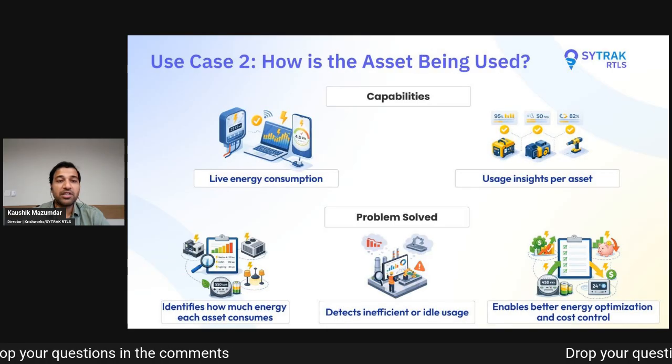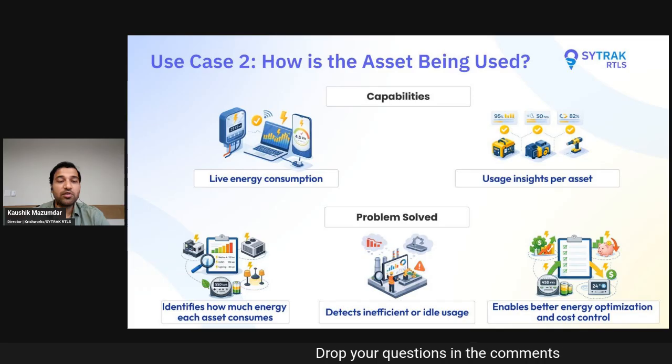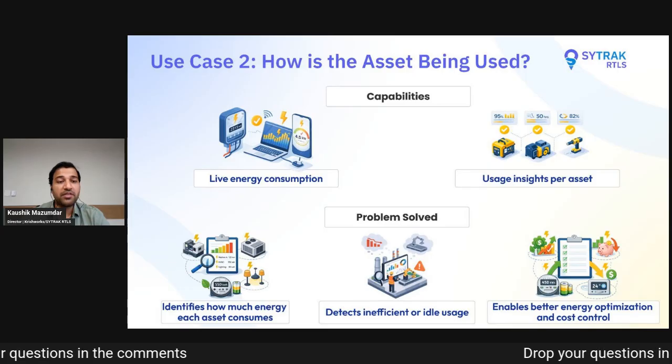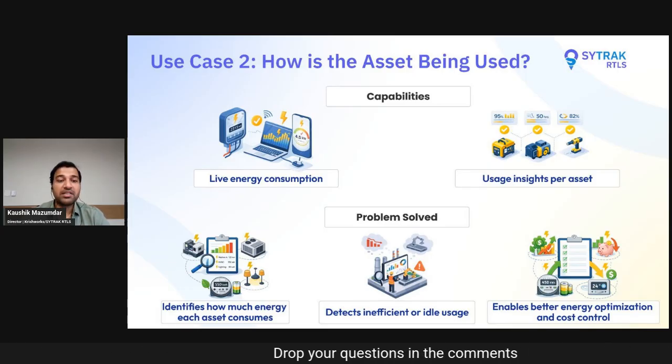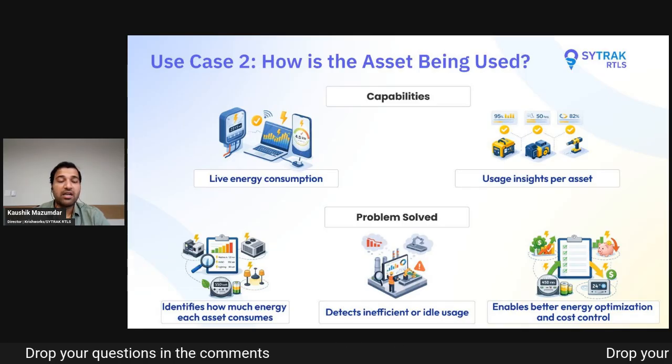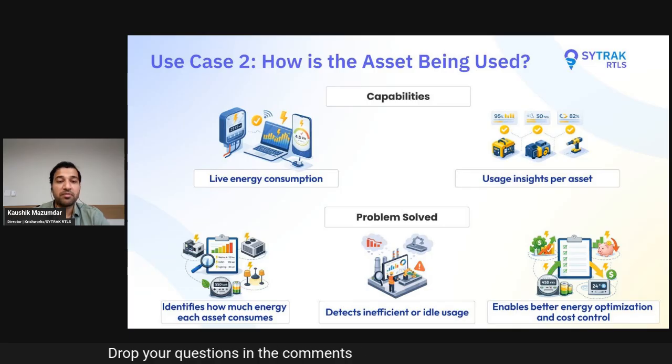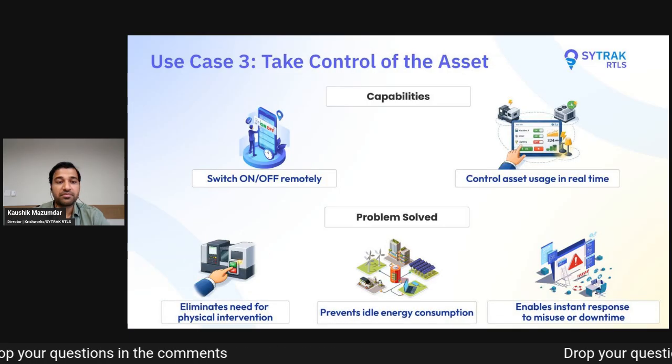Let's look at the second use case, which is how the asset is being used. The capabilities include live energy consumption and usage insight per asset. The problems it solves are that it identifies how much energy each asset has consumed. It detects inefficiencies or idle usage, which means someone has allotted the device from the stores to himself or herself, but the device is lying idle for a long time. And it enables better energy optimization and cost control.